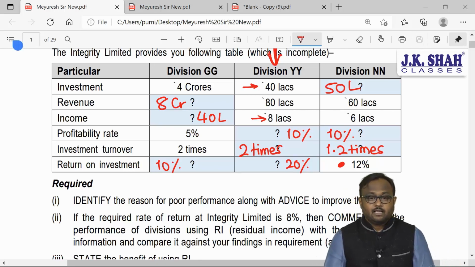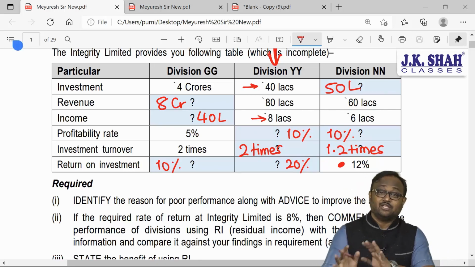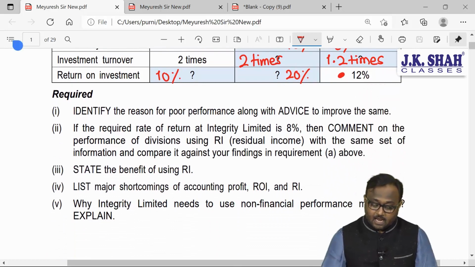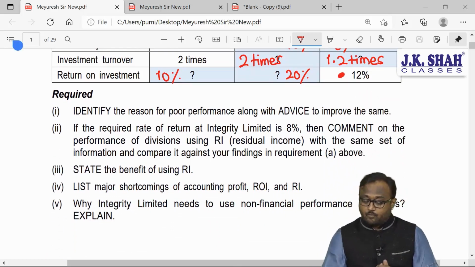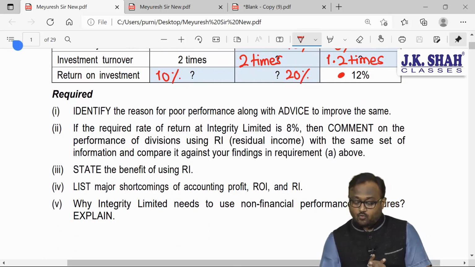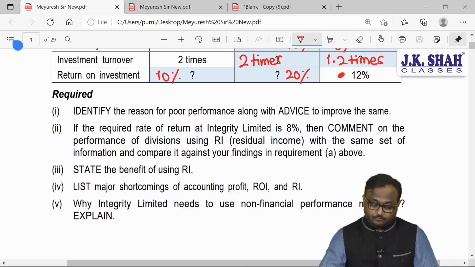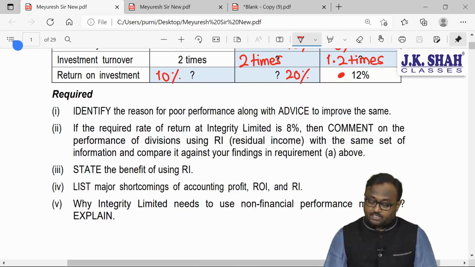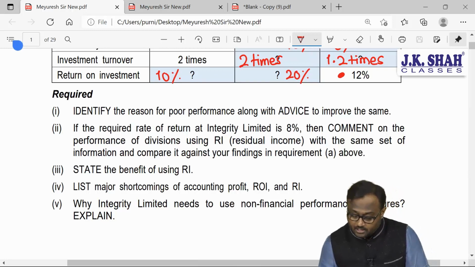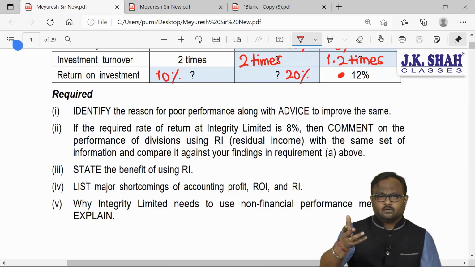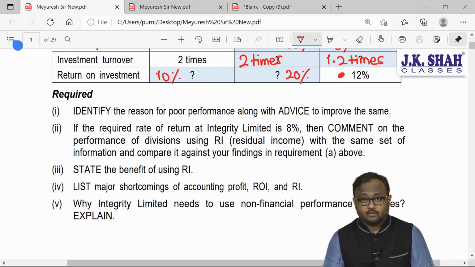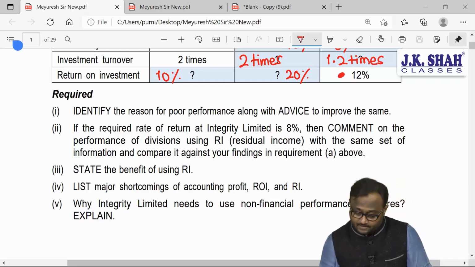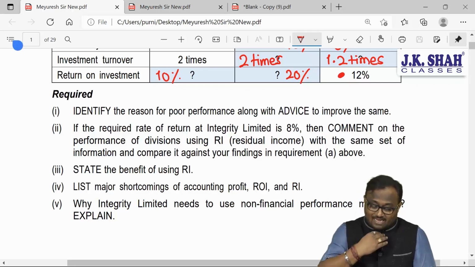Aha, kya baat hai. Now we can say the table is ready, the question is ready. Now we'll see. Identify the reason for poor performance along with advice to improve the same. If the required rate of return at Integrity Limited is 8%, then comment on the performance of divisions using RI, Residual Income. I hope you know that. Profit minus cost of capital. I hope you recollect that.